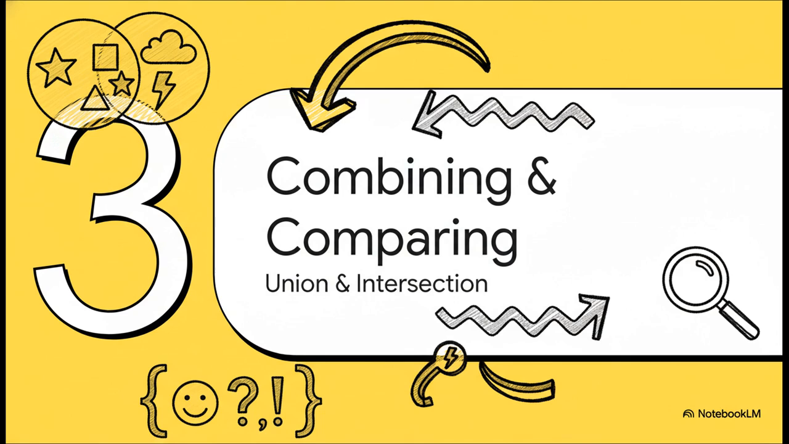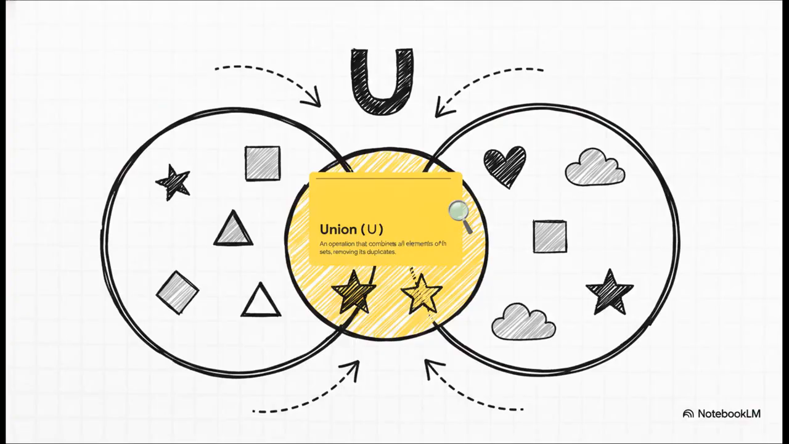So we've got our nouns, sets and elements, and we've got our main grammar rule: no duplicates. Now let's learn some action verbs. These are the things we can do with our sets. First up are 2 of the big ones: union and intersection. Our first verb is union, and you can spot it by this U-shaped symbol. Just think unite. A union is when you take 2 collections and merge them. You just pour everything from both into one big new set. And of course, you always follow that number 1 rule: toss out any duplicates.